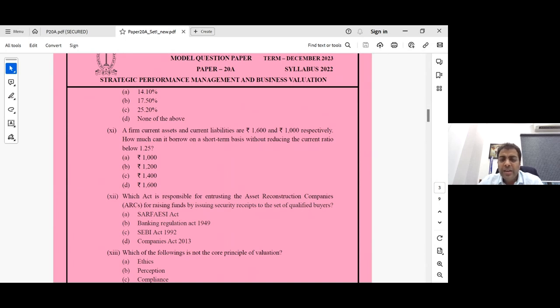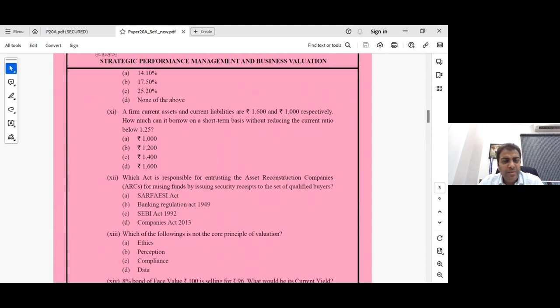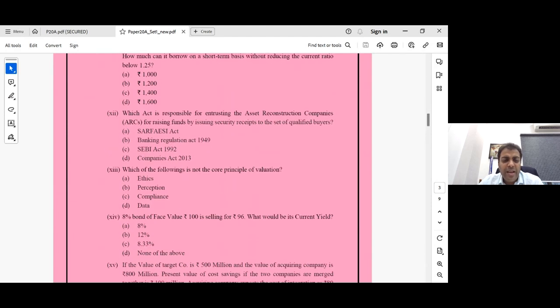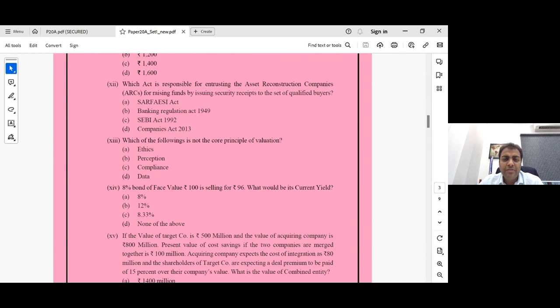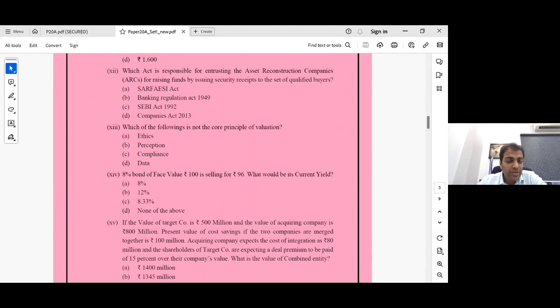So you want to bring the current ratio below 1.25. So all these are very simple questions, right? SARFAESI, asset restructuring companies, where do you find them? Banking regulations, SARFAESI, SEBI, Companies Act goes under SARFAESI.